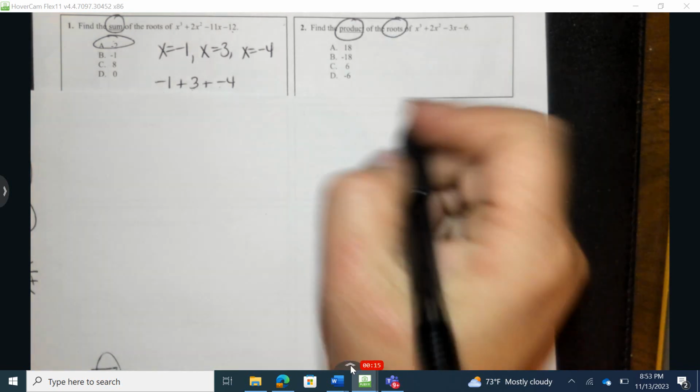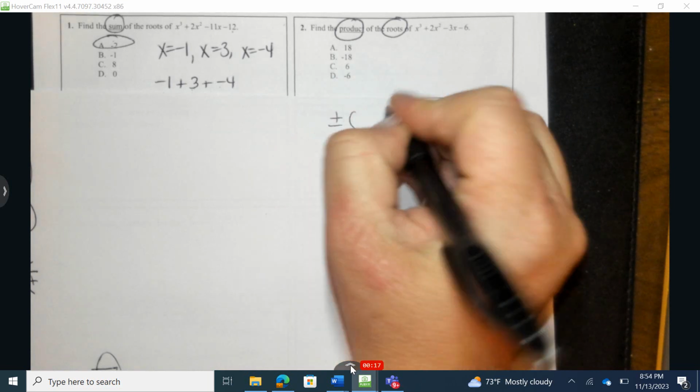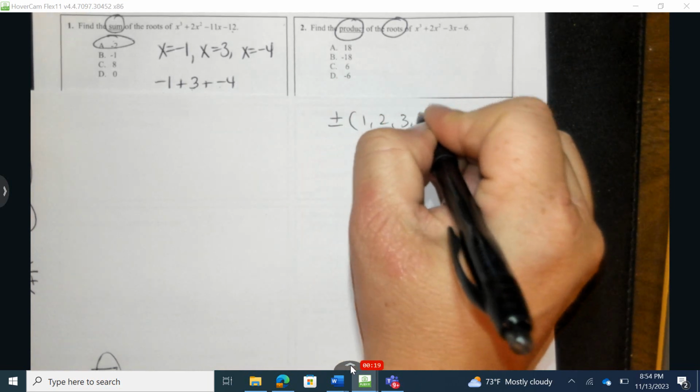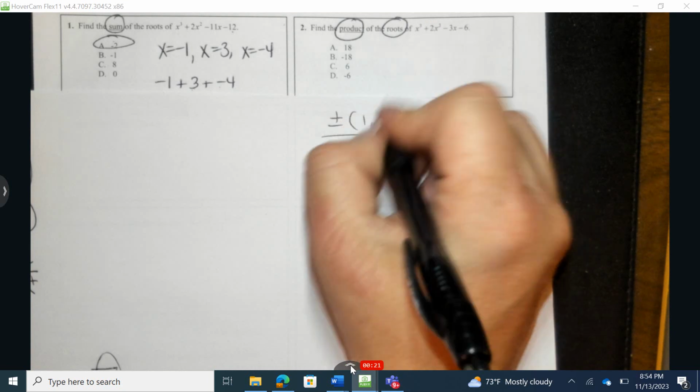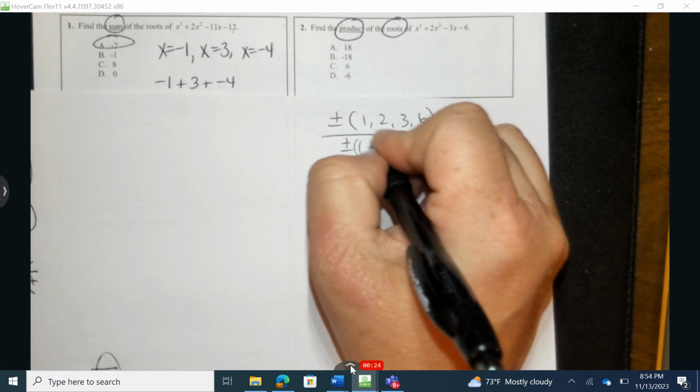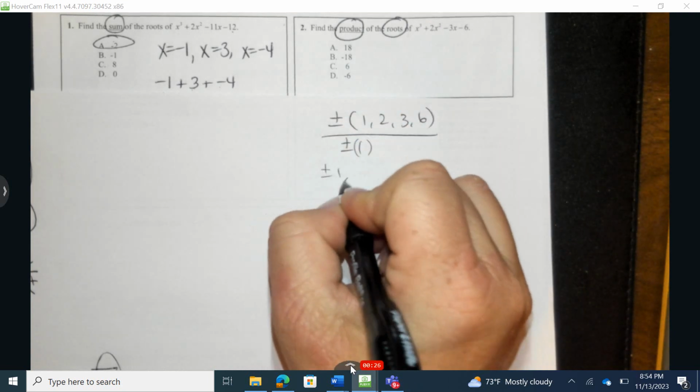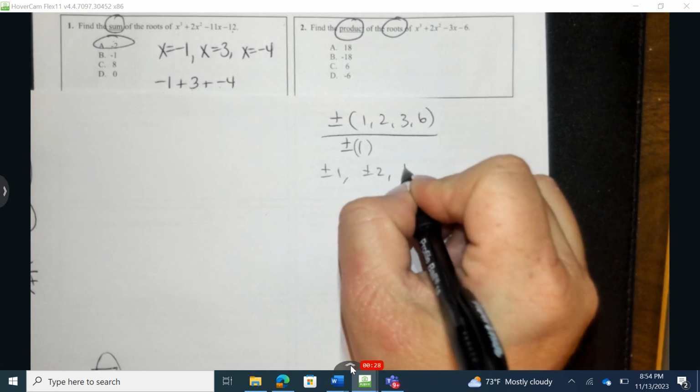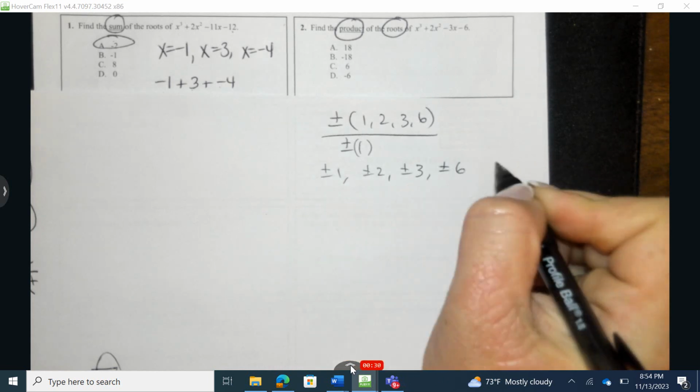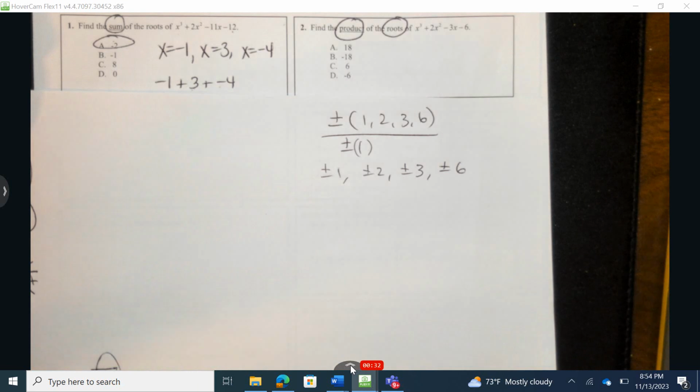So I'm going to look at the constants, and I'm going to write down all of the factors of 6: 1, 2, 3, and 6. And I'm going to look at the leading coefficient, which is a 1. So positive and negative 1. So I have positive 1, negative 1, positive and negative 2, positive and negative 3, and positive and negative 6. So together I have 8 different possible answers to this.